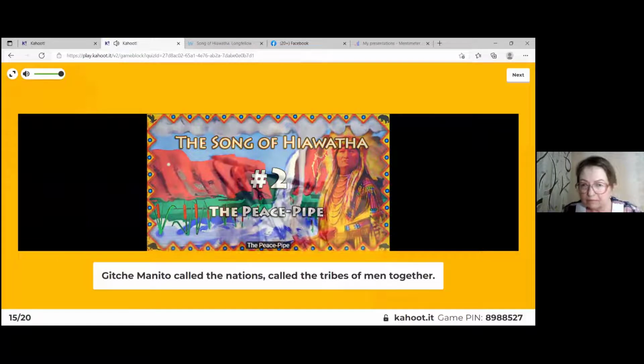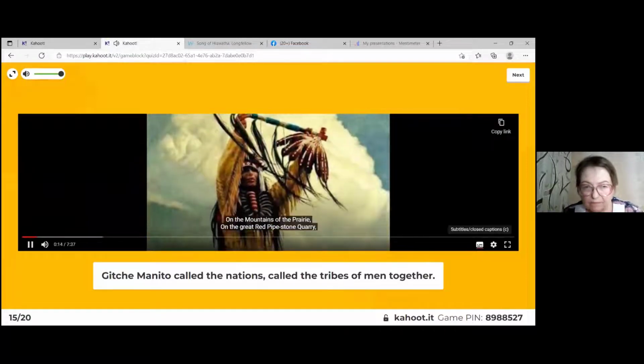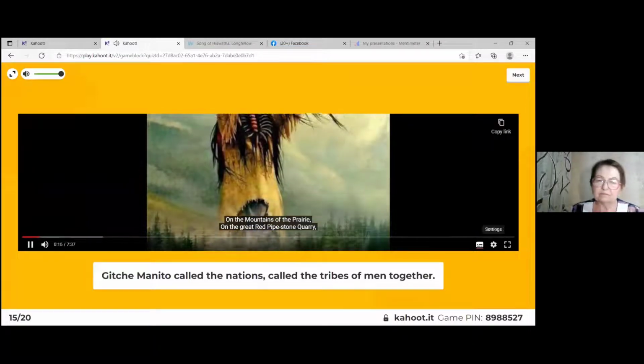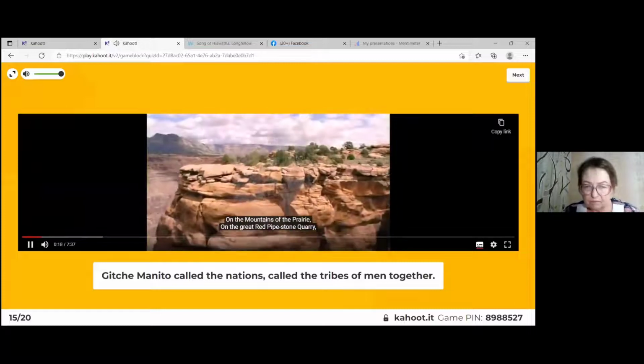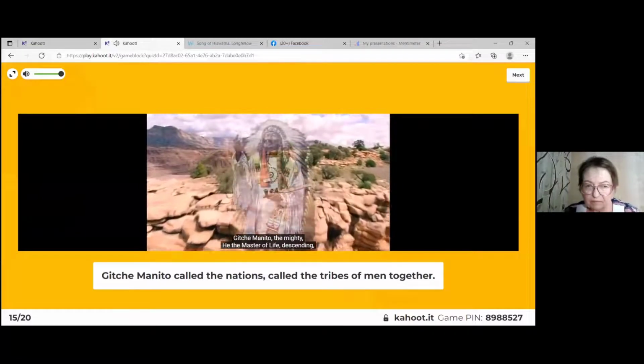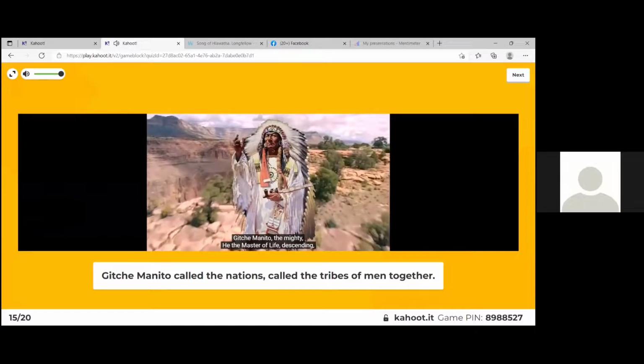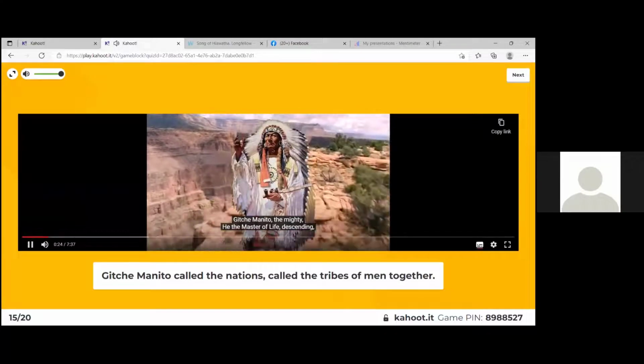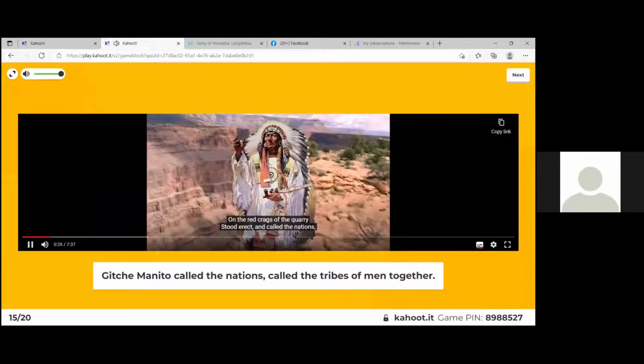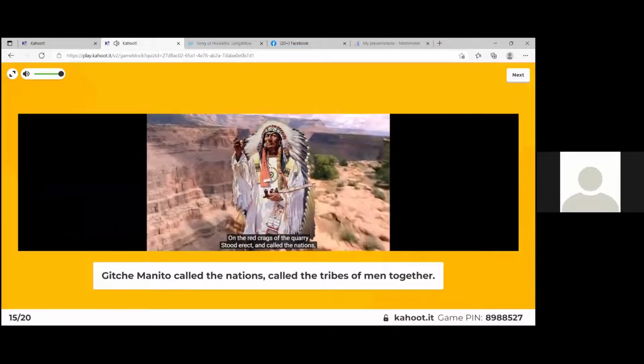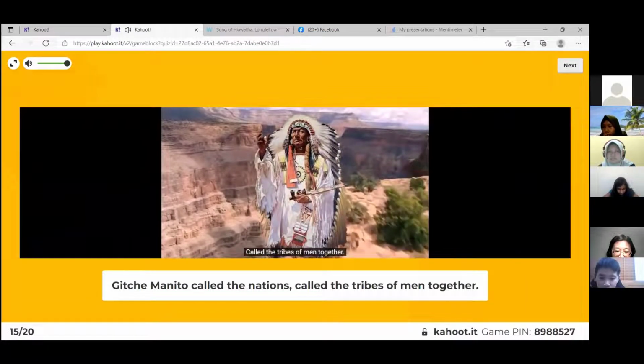The Peace Pipe. On the mountains of the prairie, on the great red pipestone quarry, Gichi Manito, the mighty, the master of life, descending on the red crags of the quarry, stood erect and called the nations, called the tribes of men together.